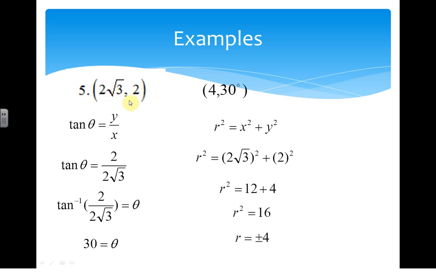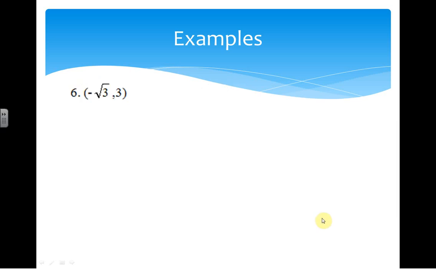Where are you? Positive, positive. So I'm in the first quadrant. So I'm going to need positive 4 because I'm at 30 degrees in the first quadrant. So I need the positive 4 to keep myself in the first quadrant. I show it on a graph somewhere else. You'll see it. Okay, so here we go again.